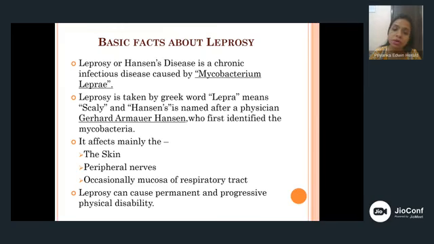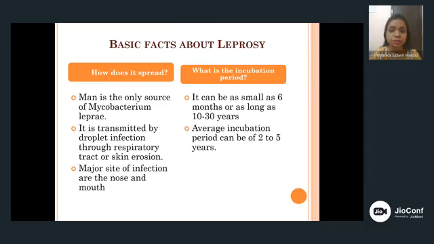So basically, leprosy is caused by a very small bacteria, Mycobacterium leprae, and it mainly affects three parts of the body: the skin, the peripheral nerves, and occasionally the mucosa of the respiratory tract. And we all know that if it is not treated on time, leprosy can cause permanent and progressive physical disability. So here we have a major role as a physiotherapist to decrease its progressive physical deformities in leprosy patients.